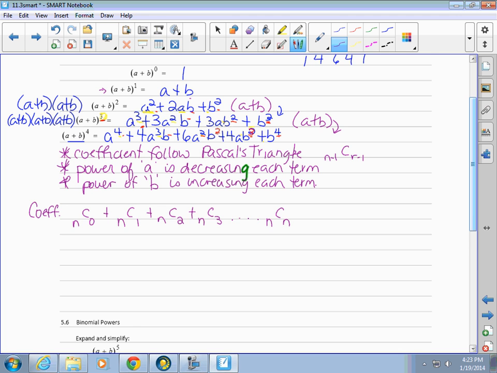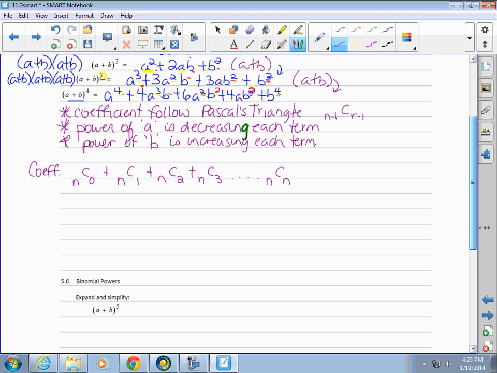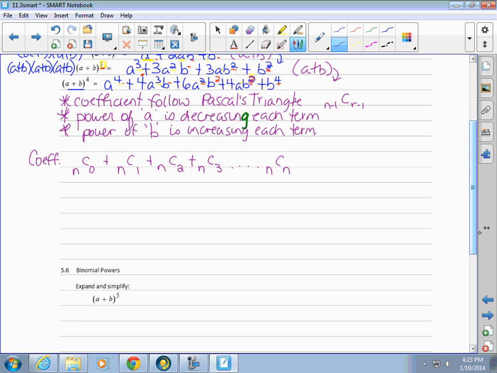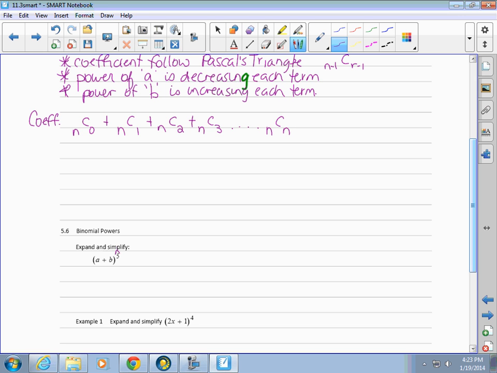So let's take a look at how we can use what we know here to expand a plus b to the power of 5. So my n here is a 5. So I'm going to do my terms, coefficients in the purple, so you can see what I'm doing there. So for this one then, my term needs to be n, not, whoops.